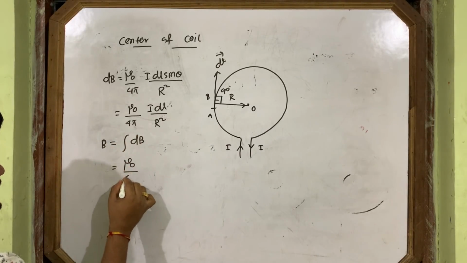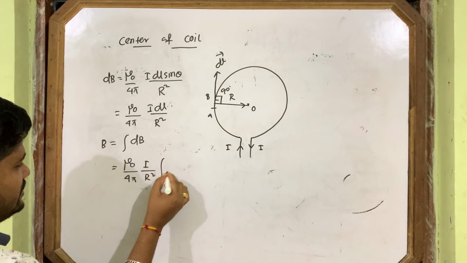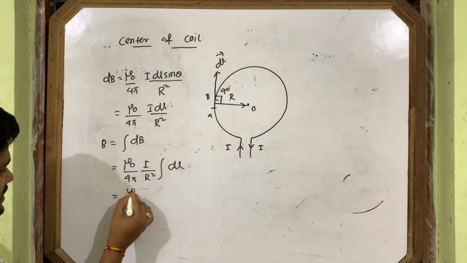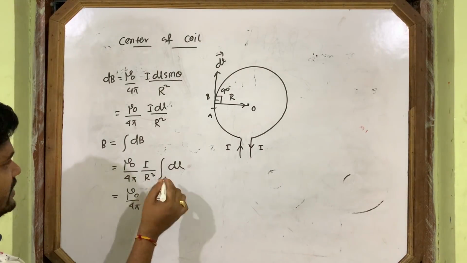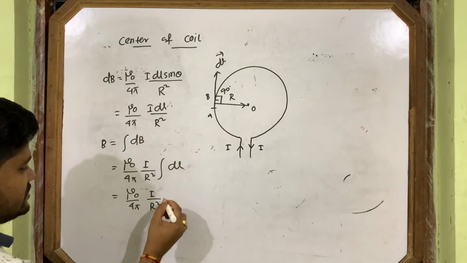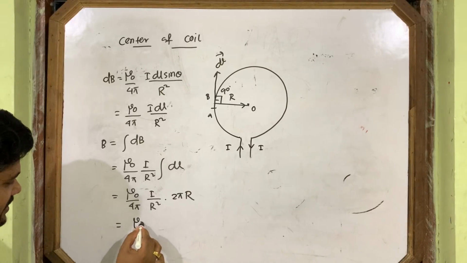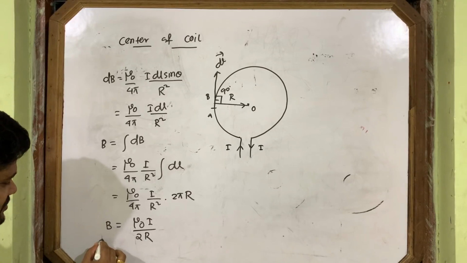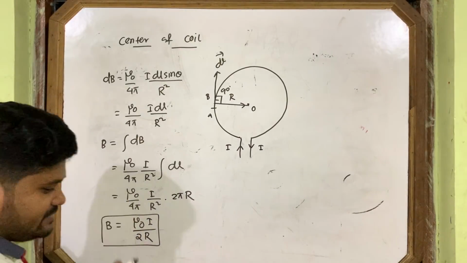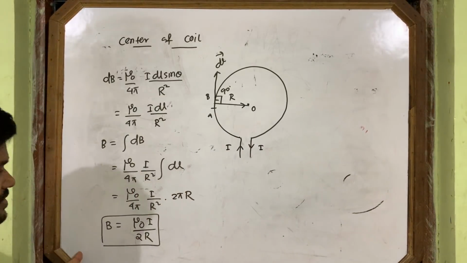Then B is the direct integration of dB. All the constants you can take outside: mu naught by 4 pi I by r squared. Only the integration of dl remains. But the integration of dl over the whole circumference is 2 pi r. If you cancel everything, you will get mu naught I by 2r. This is the expression which we got as a special case from the axis. Also we derived it at the center of the circular coil.